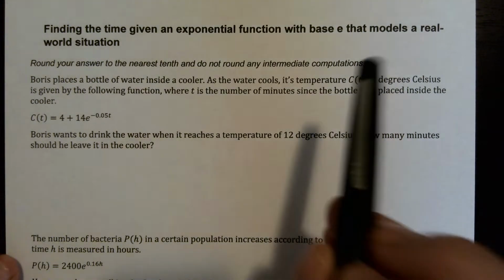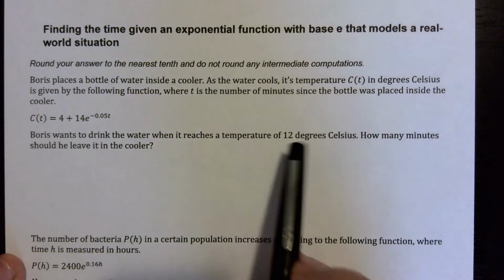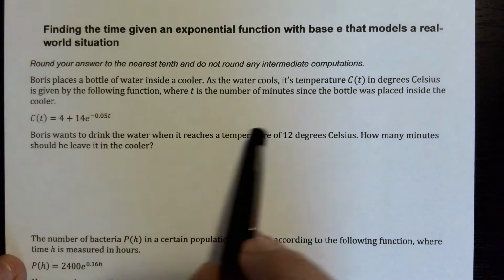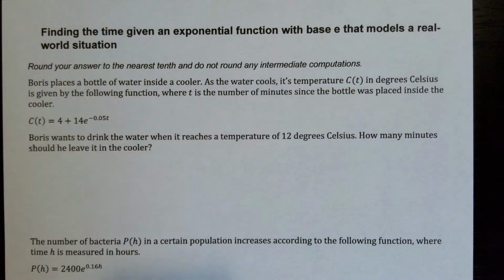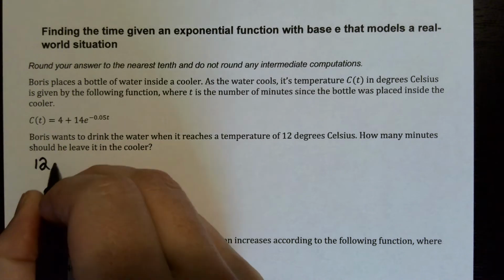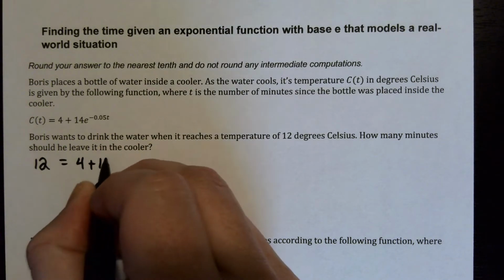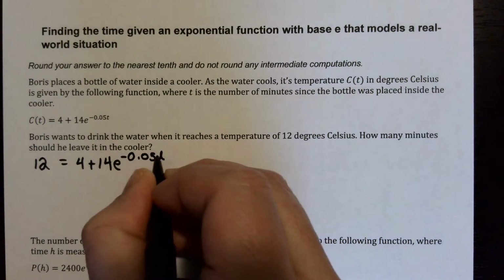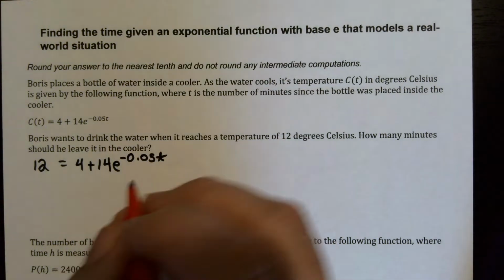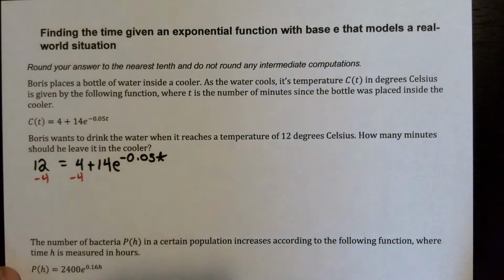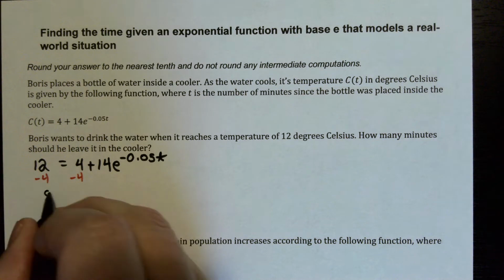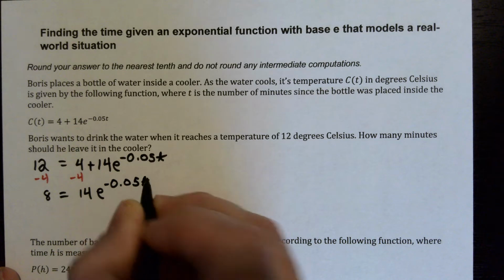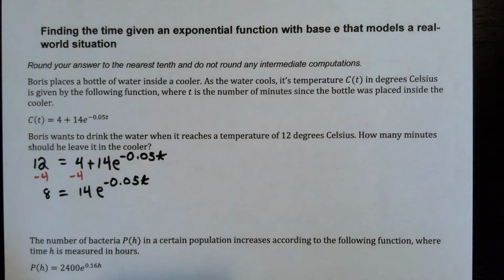Okay, so we know from the problem the temperature is C of t, and we want that temperature to be 12. So what we can do is replace this C of t with 12 and solve for t. So we will say 12 equals 4 plus 14e to the negative 0.05t. Okay, then we want to solve for t. So the first step, subtract the 4 from both sides. That'll give you 8 is equal to 14e to the negative 0.05t. And then you divide the 14 on both sides.